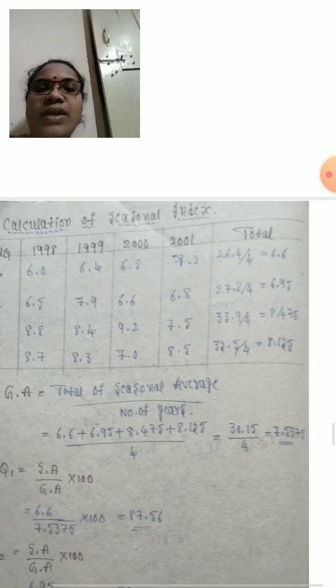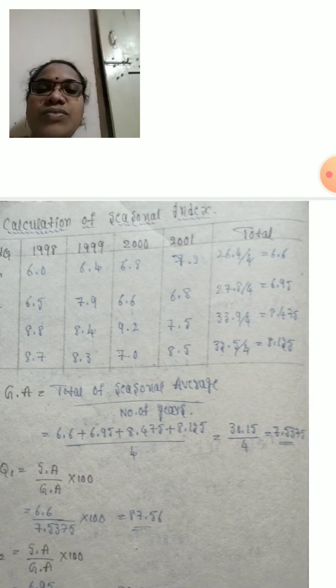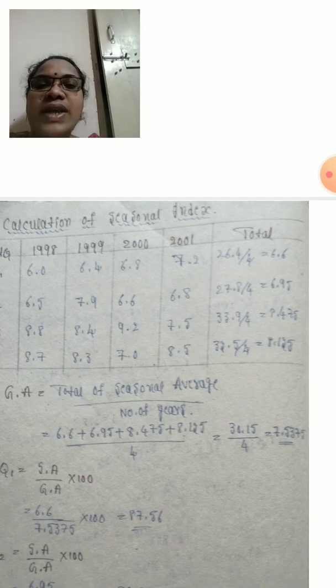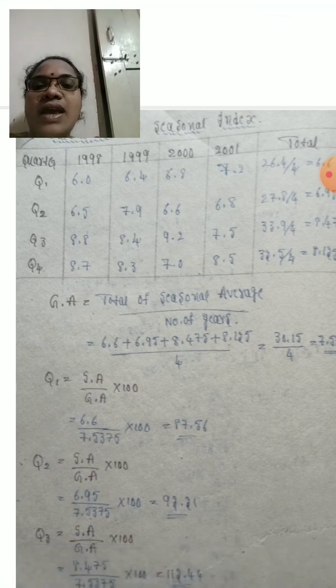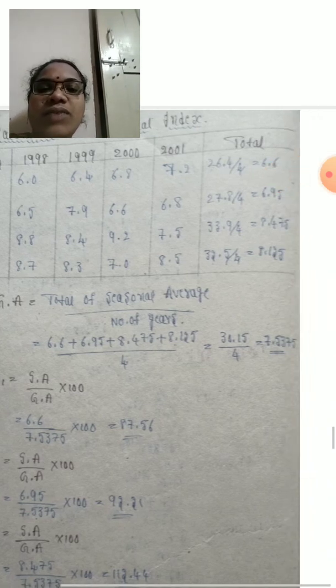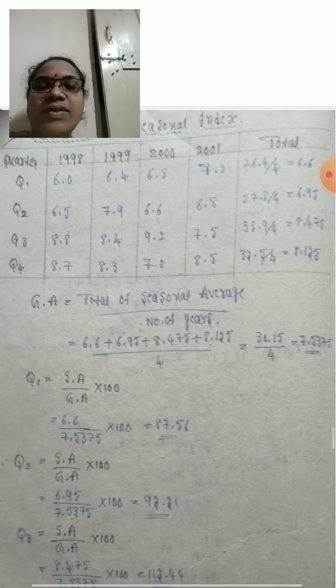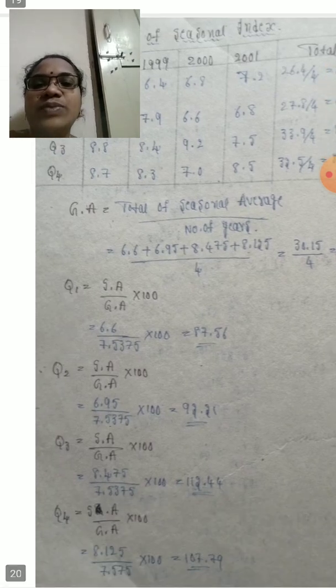Now the total of Q1 is 26.4 by 4, that is 6.6. Total of Q2 is 27.8 by 4, that is 6.95. Total of Q3 is 33.9 by 4, that is 8.475. Total of Q4 is 32.5 by 4, that is 8.125. Next, gross average equals total of seasonal averages by number of seasons: 6.6 plus 6.95 plus 8.475 plus 8.125 is 30.15, by 4, that is 7.5375.